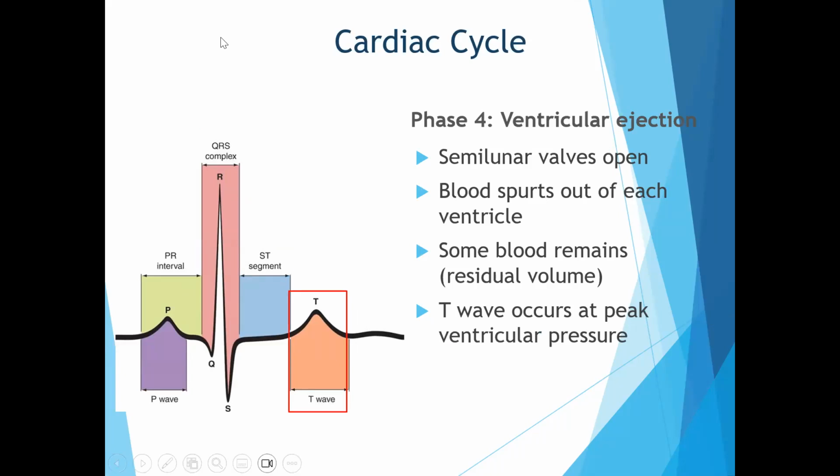Okay, and then phase four is when our ventricles actually eject the blood. Our aortic valve and our pulmonary valve will open up. As the ventricles contract fully, the blood pushes out of the ventricles into either the lungs or the body, depending on which ventricle it's coming out of. A little bit of blood does not make it all the way out of the ventricles. That's known as residual volume. And then we have our T wave, which occurs at peak ventricular pressure.